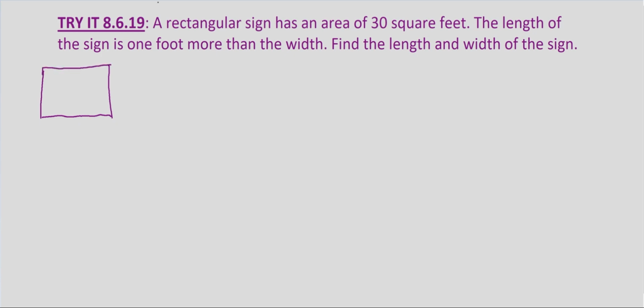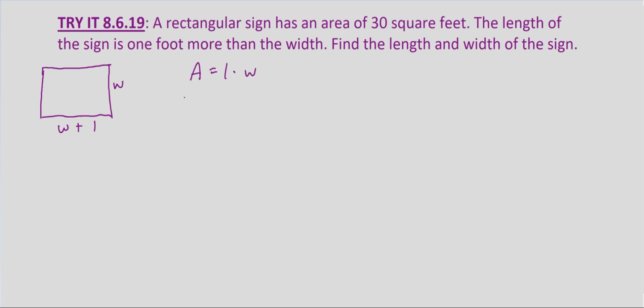So it has an area of 30 square feet. The length of the sign is 1 foot more than the width. So the length is the width. We'll let W be the width, W plus 1. And then this is our width. Now area equals length times width.